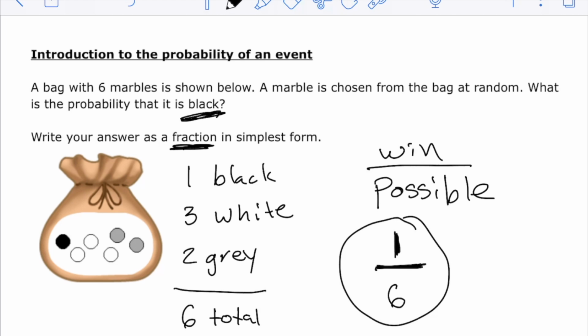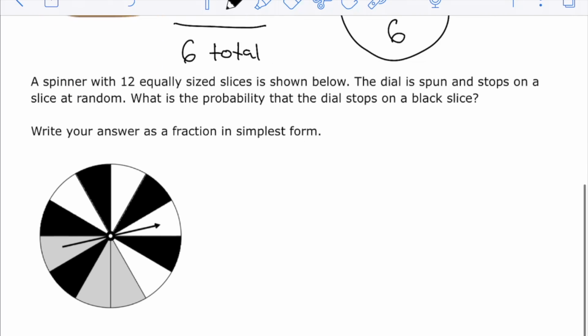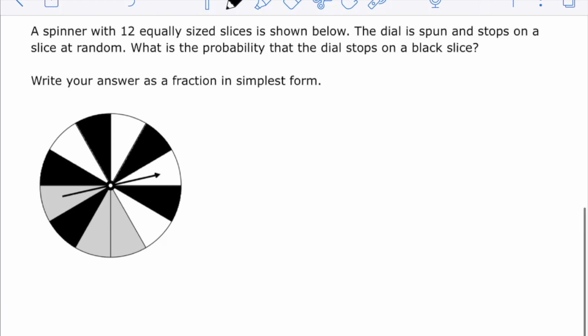Let's move on to the second one. On the second one, it says a spinner with 12 equally sized slices is shown below. The dial is spun and stops on a slice at random. What is the probability that the dial stops on a black slice?